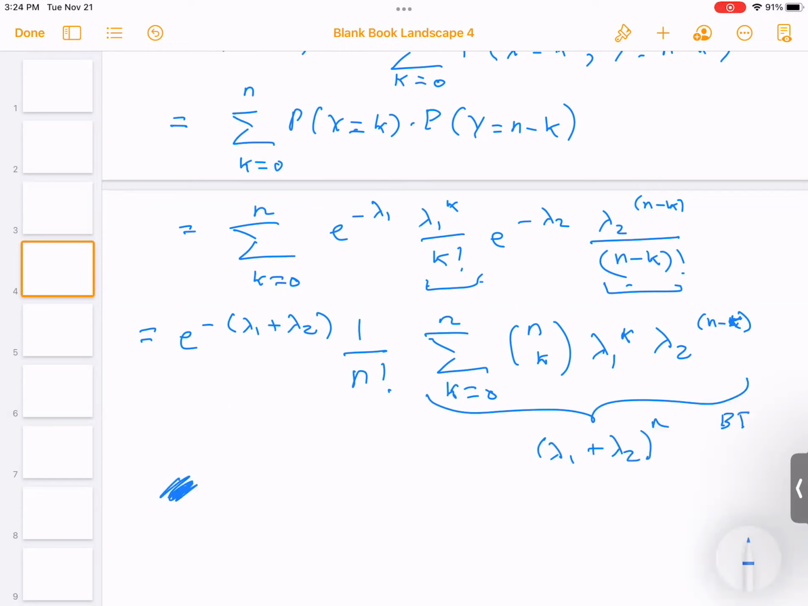See? That's the probability that a Poisson random variable is equal to n. It shows, since that's the probability we computed based on only the information we have just shown, that X plus Y is Poisson with that rate. All right.